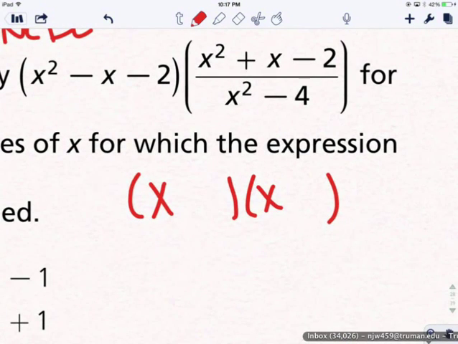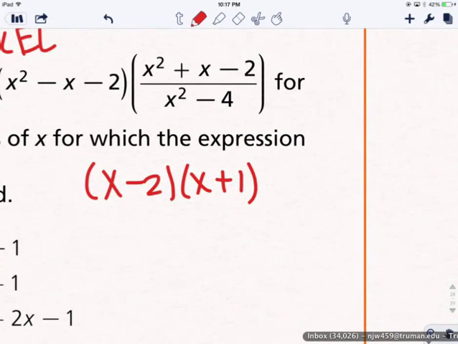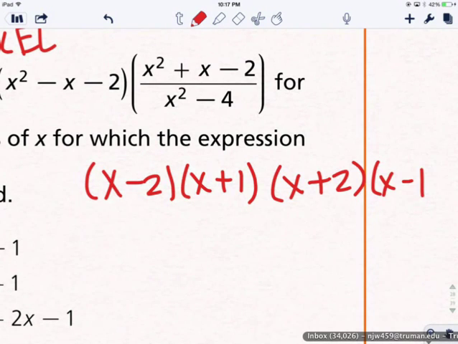Let's see, minus 2 plus 1. Will that work? I think so. And then let's now factor this expression. That's going to be x, let's see, plus 2, and then x minus 1. Does that match that?